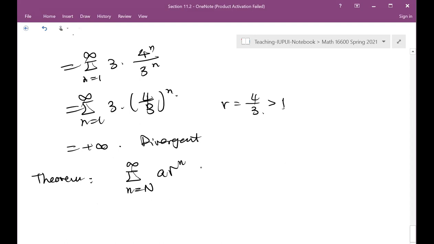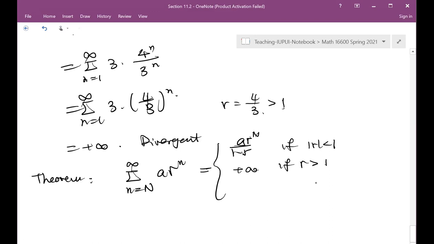Right? You have only two cases here. One is A over 1 minus R, to the power capital N, if R is less than 1, because the first term is A times R to the power N. And this is going to be positive infinity if R is greater than 1. Actually, it depends on the sign of A.